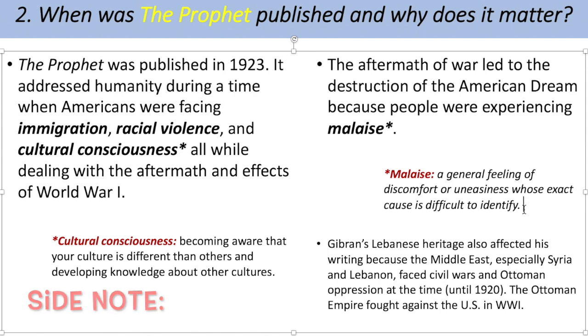Now, why does this combination of information matter? Well, Gibran is Lebanese. His Lebanese heritage also affected his writing because the Middle East, especially Syria and Lebanon, faced civil wars and Ottoman oppression at the time, up until 1920. So he had a lot of conflict within himself as to whether he was Lebanese, American, a combination of both.